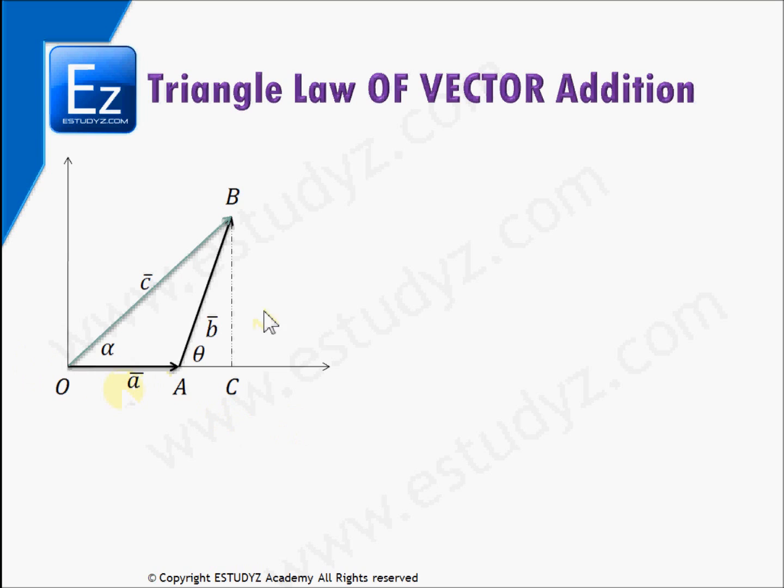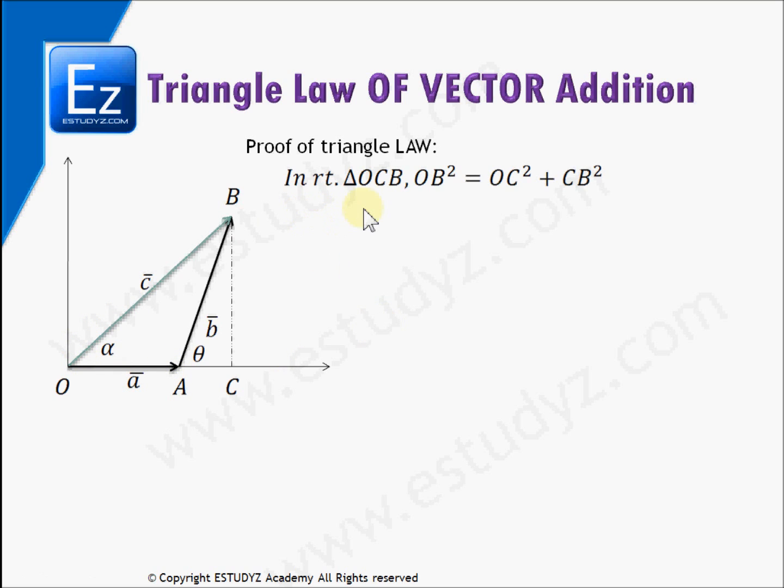Given vectors a and b, the b vector makes an angle theta with the a vector. C vector, according to the triangle law, which is the third side of the triangle OAB and taken in the opposite order, is basically the addition of a vector and b vector. This angle alpha is the direction of c vector. Now we have to find out the length of OB, which will be the magnitude of c vector, and the angle alpha it makes with the a vector.